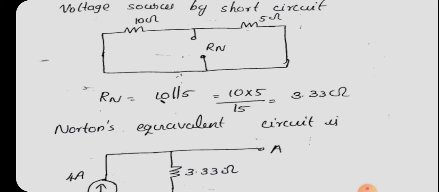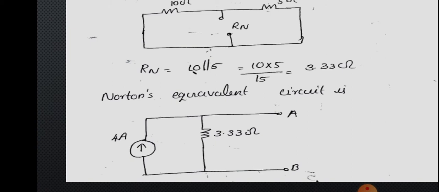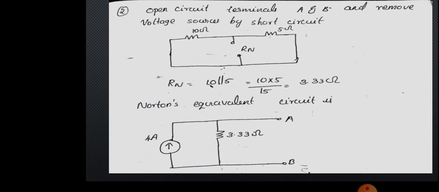And in this circuit we can see that 10 ohm and 5 ohm are in parallel with each other. So we can find out RN as 10 into 5 by 15, that is equal to 3.33 ohm. So we got two values, IN and RN. Then we can draw Norton's equivalent circuit, which is Norton's current in parallel with Norton's resistance, that is 4 ampere in parallel with 3.33 ohm resistance, and the terminals A and B are open circuited.